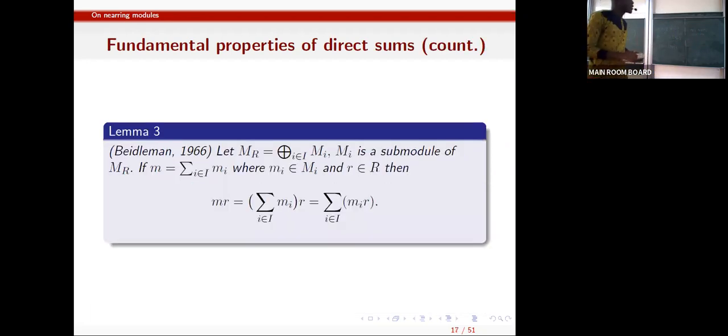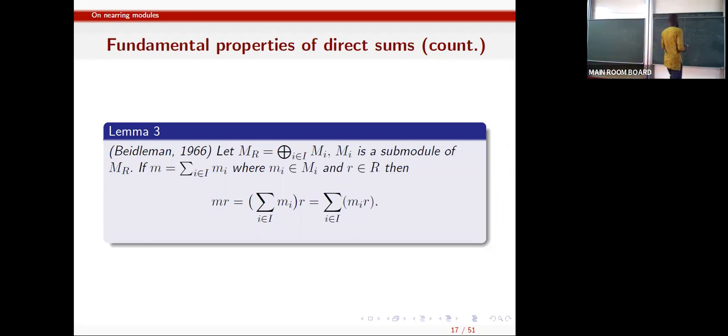And as well, if you consider that M is a direct sum of submodules, when we multiply the scalar by an element of M, we can distribute the scalar over the element. So as an example, to prove this, if we consider 2, we just have to show that M1 R plus M2 R minus M1 R minus M2 R belongs to the intersection of M1 and M2, since M is the direct sum of M1 and M2.